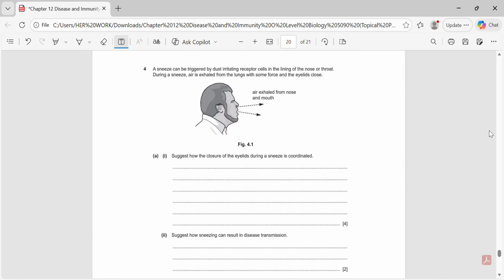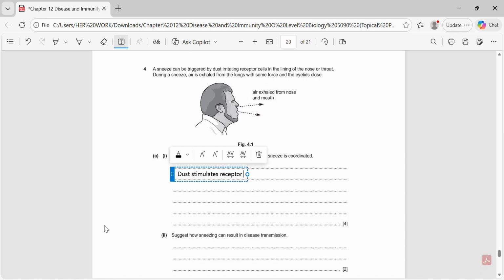Next, we have another question which says, a sneeze can be triggered by dust irritating receptor cells in the lining of the nose or throat. During a sneeze, air is exhaled from the lungs with some force and the eyelids close. The air is exhaled from both the nose and mouth, as shown in Figure 4.1. Part A asks, suggest how the closure of the eyelids during a sneeze is coordinated.